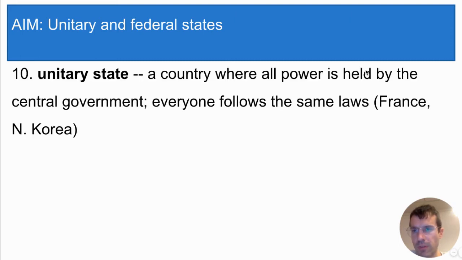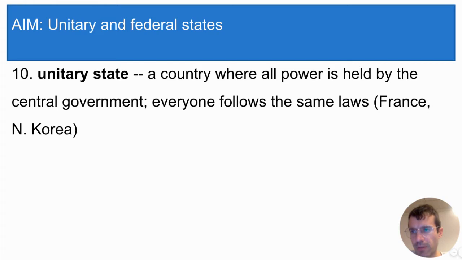And the first type is called a unitary state. Unitary states are countries where all power is held by a single central government. Uni is a prefix that means one, and in unitary states there is only one government in the entire country that makes laws. And that means that everyone in that country, no matter which part of it they live in, follows the same laws. Some examples of unitary states are France and North Korea. So those are unitary states.